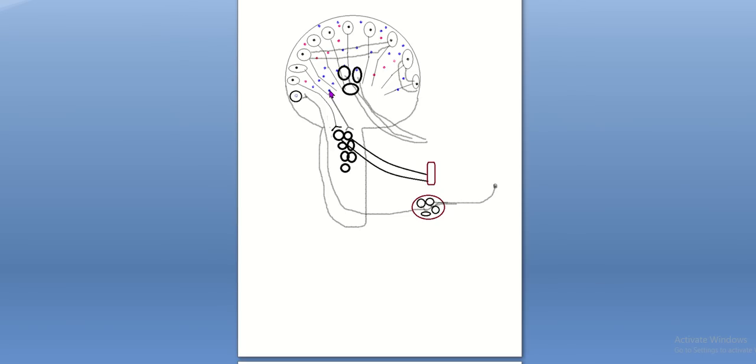Descending tract is a projection tract and it has two groups of neuron. This group of neuron is known as the upper motor neuron. This is known as the lower motor neuron, and they innervate skeletal muscle. This is the part of the somatic nervous system.